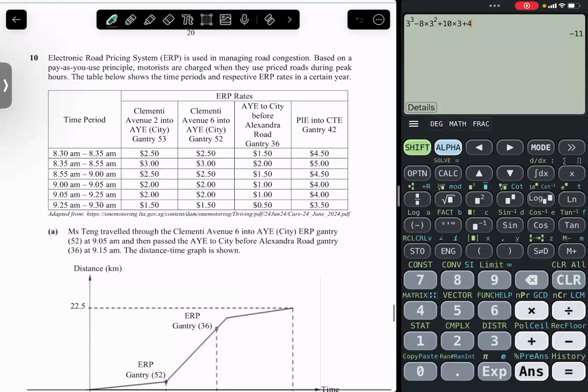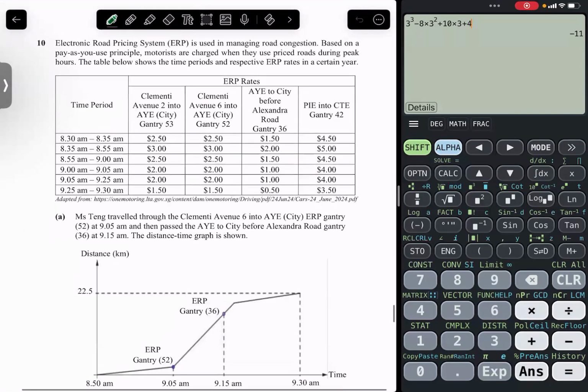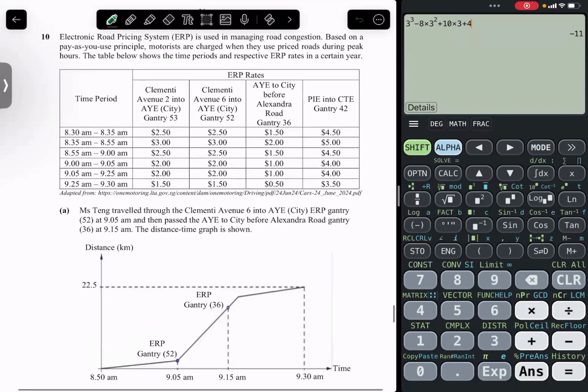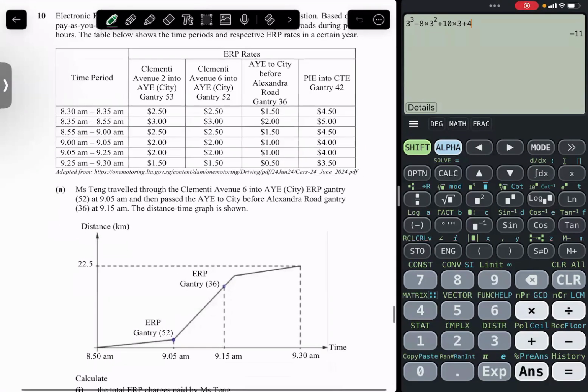Okay, question 10. Electronic road pricing system ERP is used in managing road congestion. Based on a pay-as-you-use principle, motorists are charged when they use priced roads during peak hours. The table shows the time period and respective ERP rate in a certain year. All right. So, Miss Tang traveled through Clementi AYE into Avenue 6 into the city. So that's, okay, mark this one.